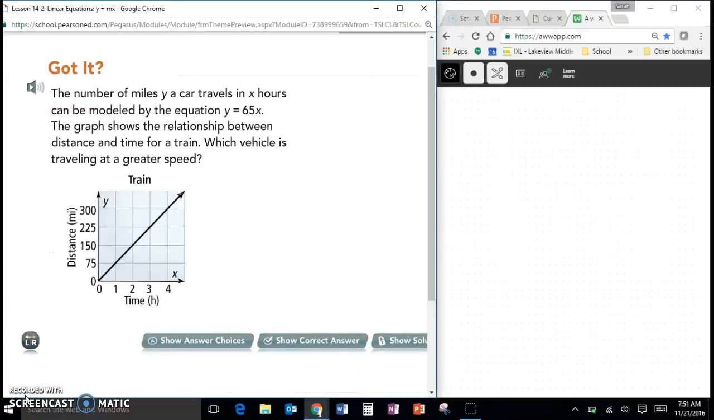All right, the last Got It here. The number of miles y a car travels in x hours can be modeled by this equation, y equals 65x. So you're going 65 miles per hour in this equation. The graph shows the relationship between distance and time for a train. Which vehicle is traveling faster? Well, the train is going 75 miles per hour, and the car is going 65 miles per hour. So actually, the train is going 10 miles per hour faster.